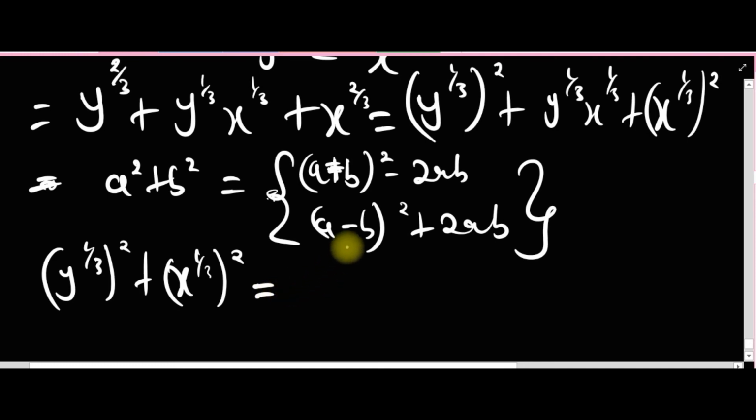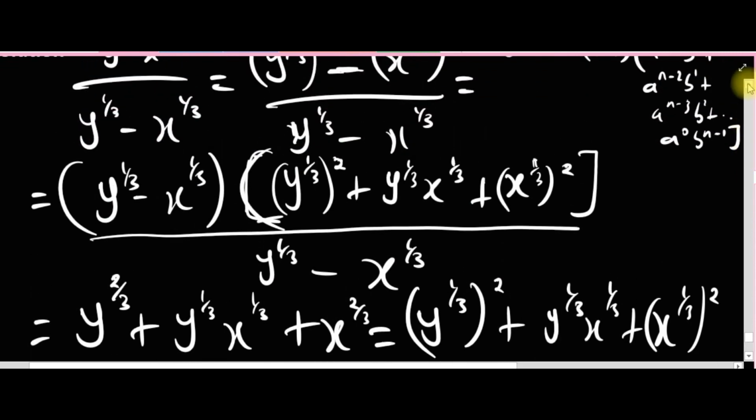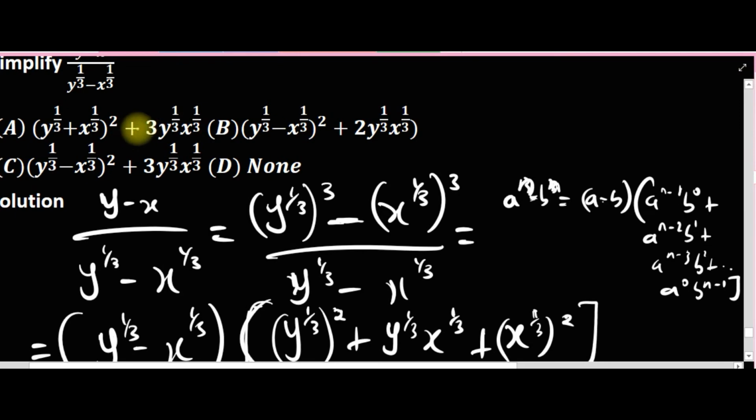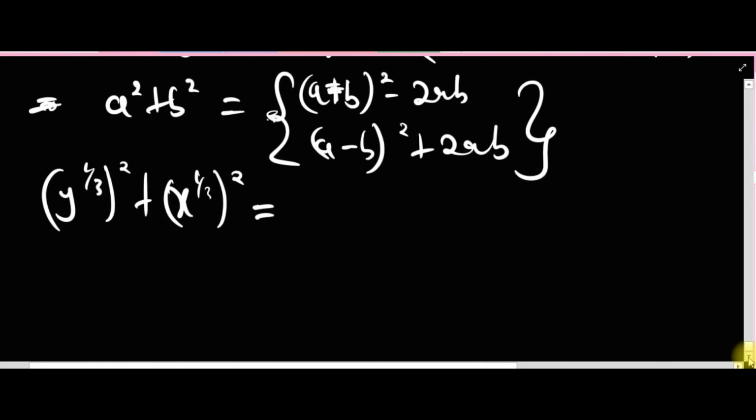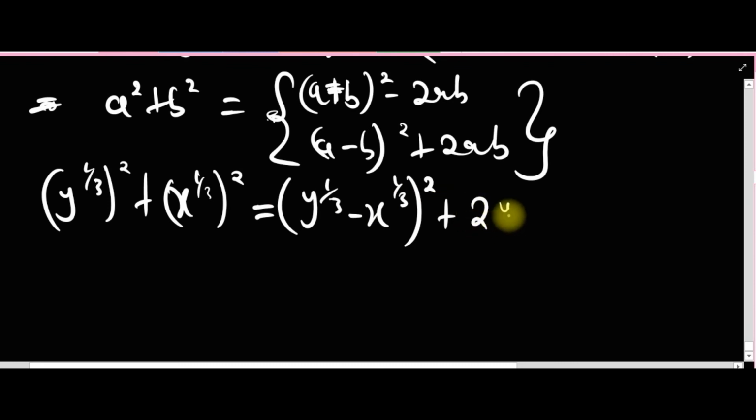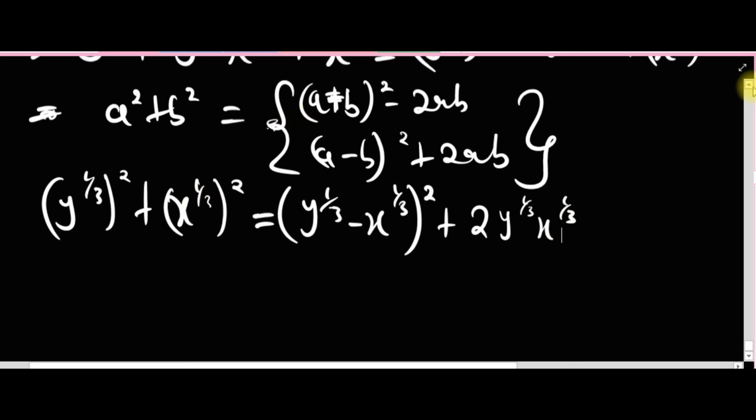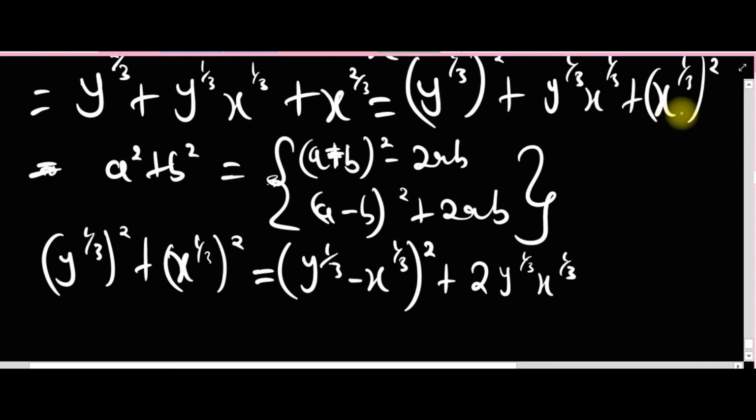So we'll check the option. Assuming we take the negative part, because what we have here is plus, plus, plus, we'll take the second one. So we'll write this as y^(1/3) minus x^(1/3) all squared plus 2 times y raised to the power 1 over 3 x raised to the power 1 over 3. So we'll now replace this with what you have here, this plus this.